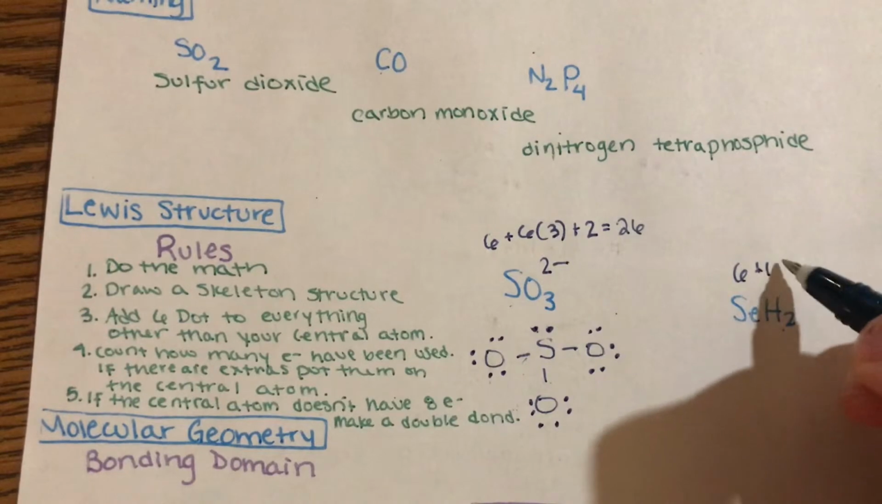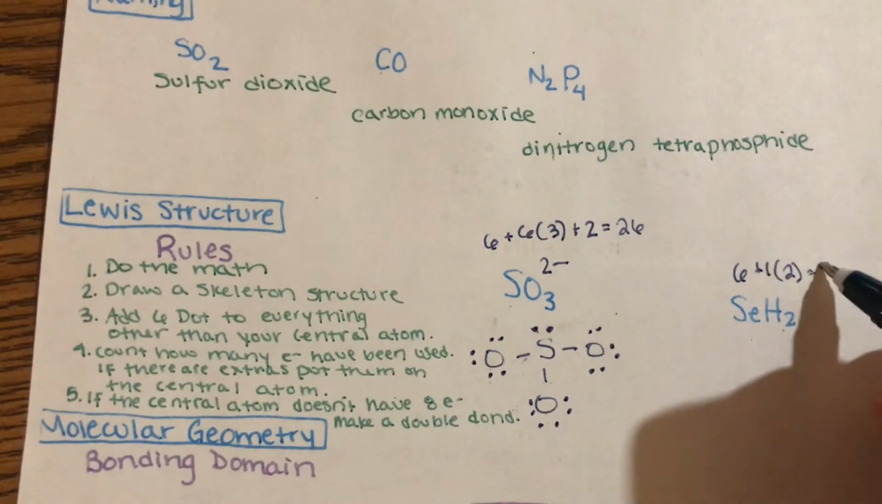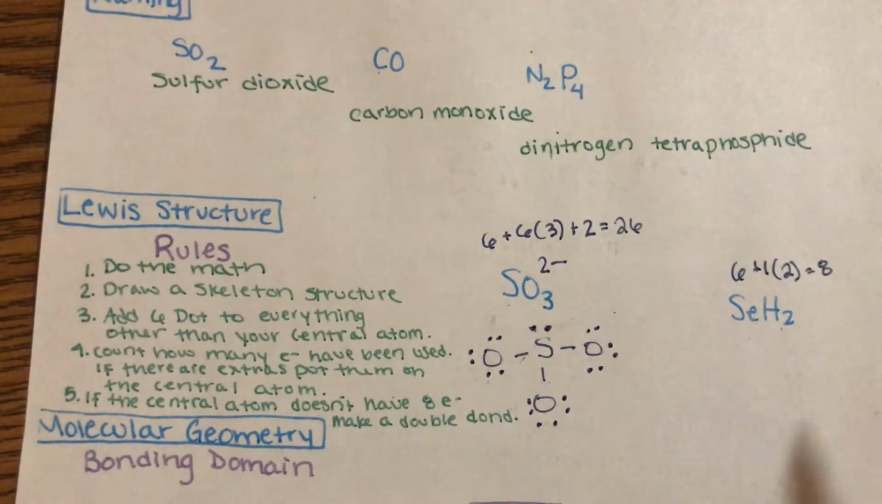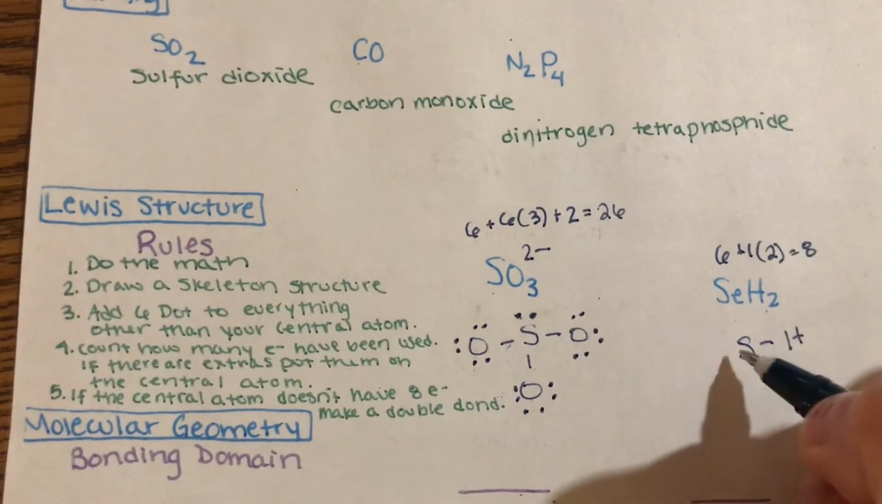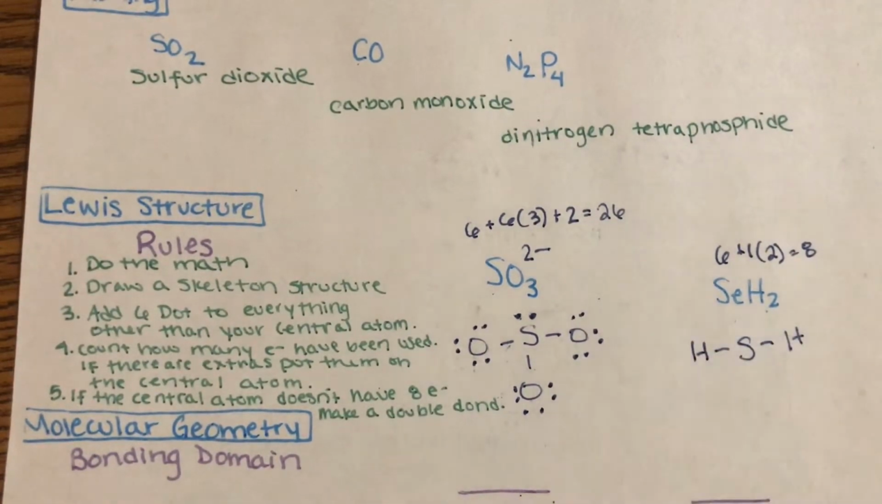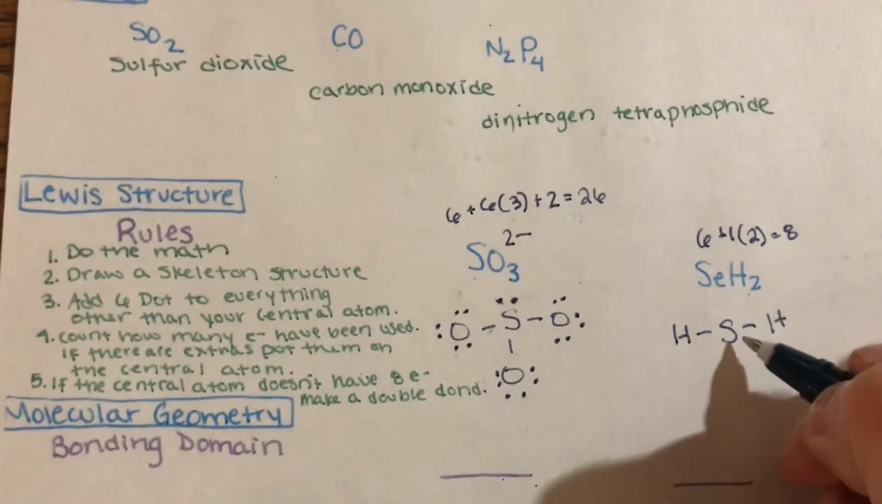Hydrogen has 1, but we have 2 of them. So I get a total of 8 valence electrons. So that was step 1. I'm going to put Se in the middle. I'm going to draw 2 H's around it. So that's step 2. Step 3, you add dots to everything other than your central atom.